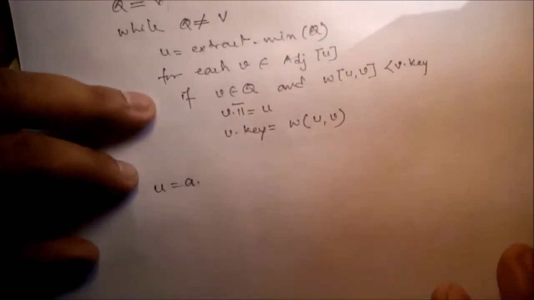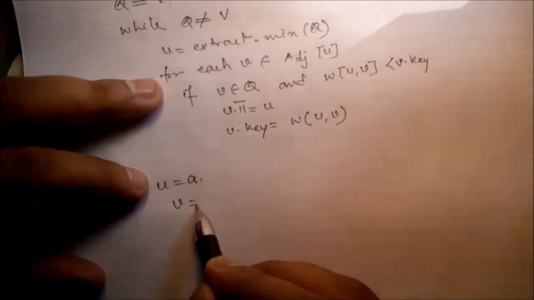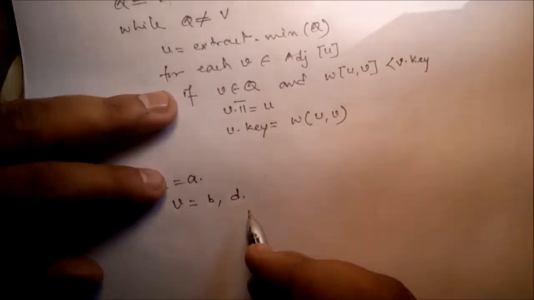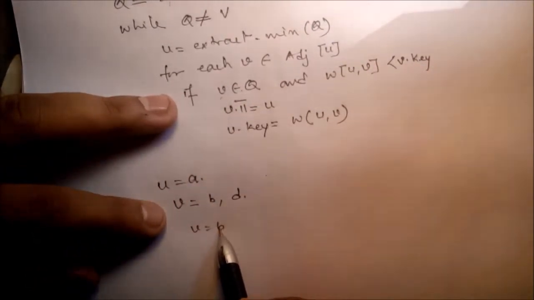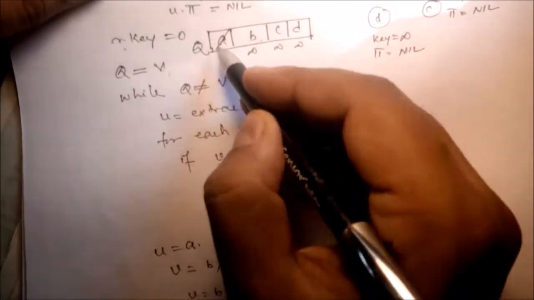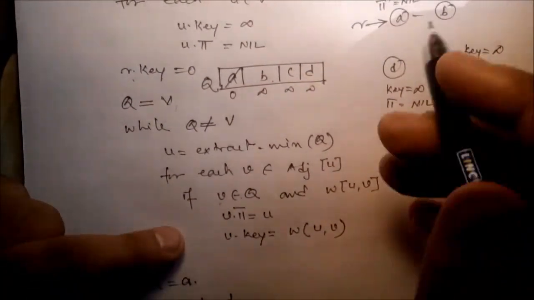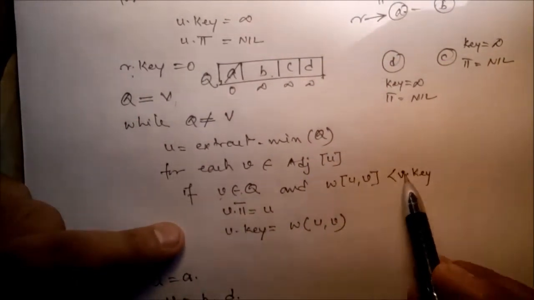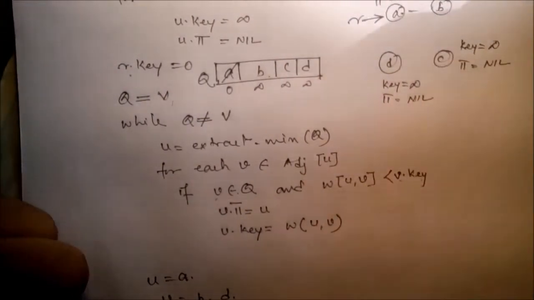Now for each V adjacent to U, the adjacent nodes are B and D. Now if V is a part of Q, just take one by one. So V is equal to B. B is a part of Q. Yes, since you have already extracted A. And the weight between UV, the weight between AB, which is 2, is less than V key. What is V? V is B. B key value is what? Infinite. The condition is true.